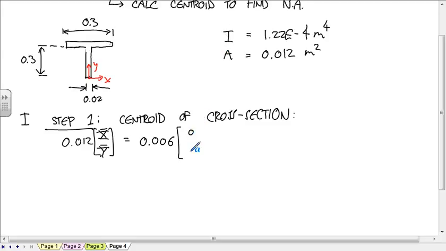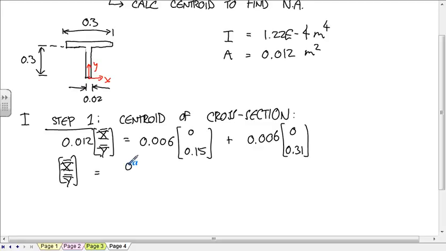And so you have 0.15, and then plus the area of the other rectangle. Its centroid is 0.31. And so you get that the centroid is equal to 0.23. Okay, so what that says is the centroid is here somewhere, where this distance is 0.23.